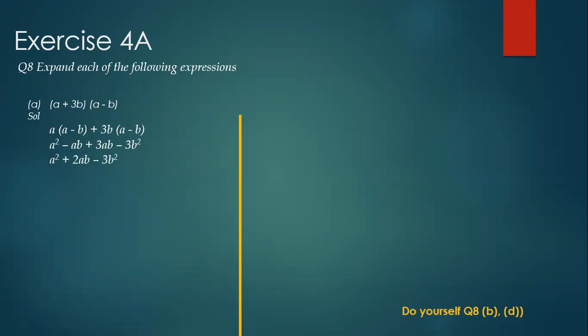Let's proceed to the next part. 3k minus 5h, 4 minus h minus 7k. So you're going to take the first member of the first bracket and multiply with the entire second bracket, and take minus 5h from the first bracket and multiply with the entire second bracket, just like this.